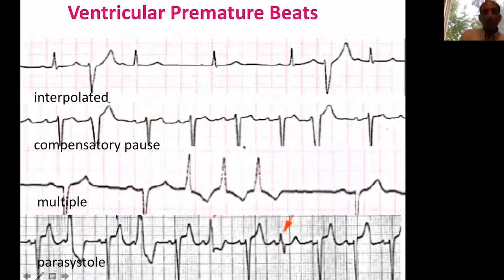So this is showing you an example of where a patient has sinus rhythm and then gets a wide complex beat which is not preceded by a P wave. You have a wide complex beat which is not preceded by the P wave. It is referred to as premature ventricular complex.